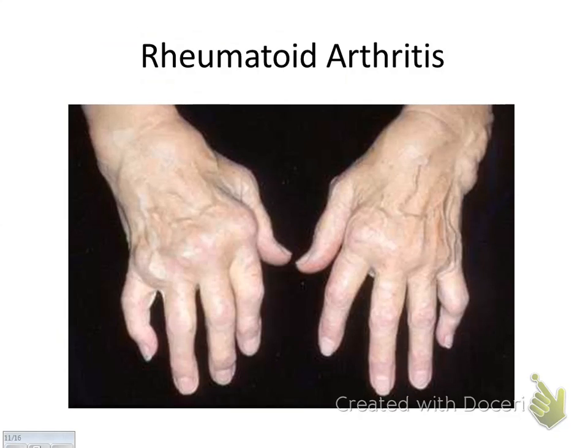arthritis is next, rheumatoid arthritis. That's where your immune system attacks the joints of your fingers. So arthritis is an autoimmune disorder where your white blood cells attack and break down the tissues in your fingers, and it hurts. The next one is diabetes type 1.